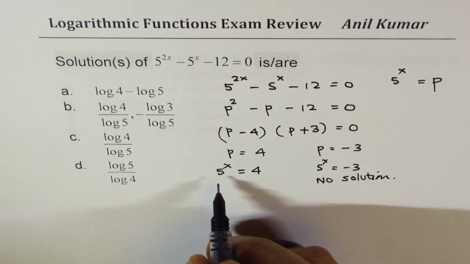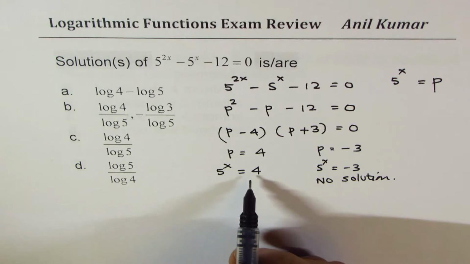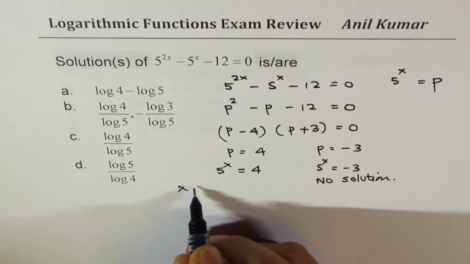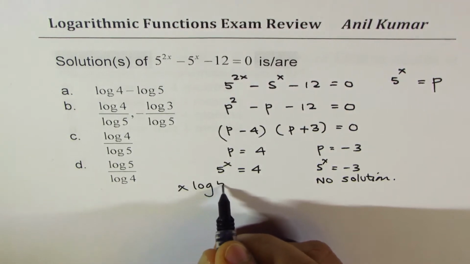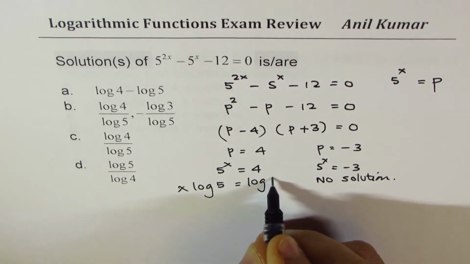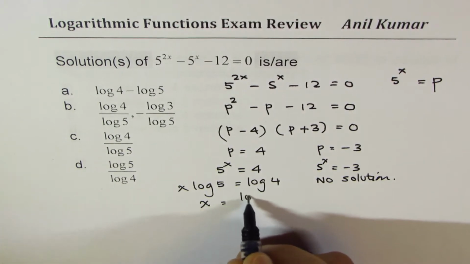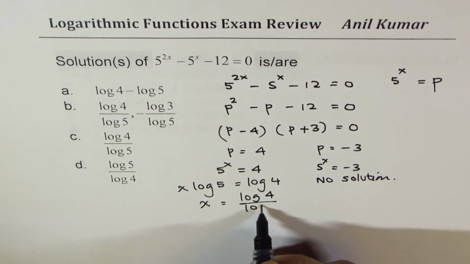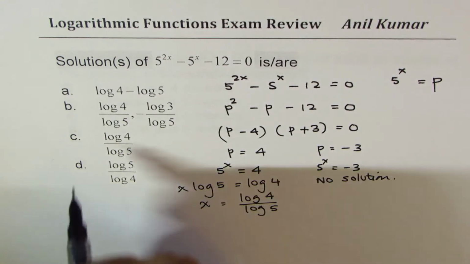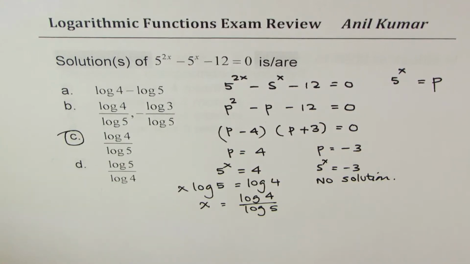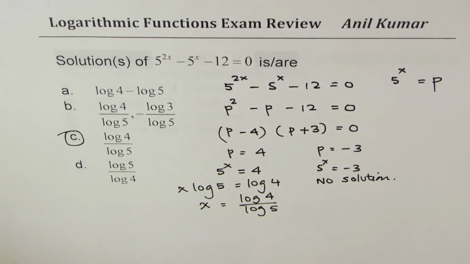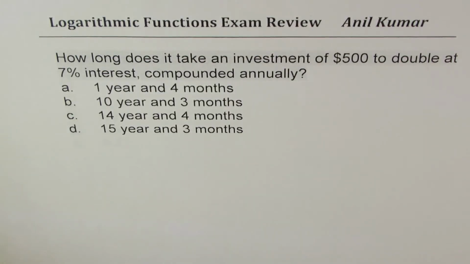On the right side, we could always write this as a logarithmic function and find the solution. So taking log on both sides, we get log of 5 to the power x equals log of 4, and x is equal to log of 4 divided by log of 5. So log of 4 divided by log of 5 is the solution for the given equation, correct? So I hope you have reviewed how we should be solving exponential equations using logs.